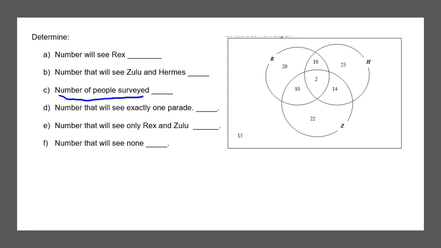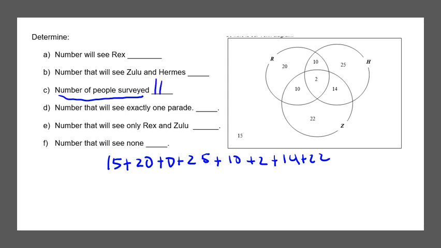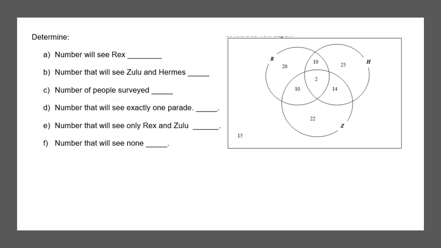How many people were in the survey? Well, you just add up all of the numbers, right? So I'm going to do the math here, and I'm going to add them all up. So 15 plus 20 plus 10 plus 25, plus 10 plus 2 plus 14 plus 22, right? So I'm adding up all of these numbers, and I get 118 by adding up all of the numbers, right? Okay, clear that one off.